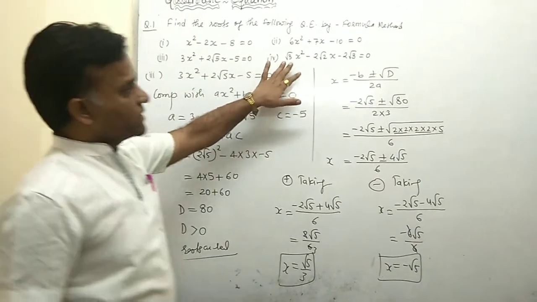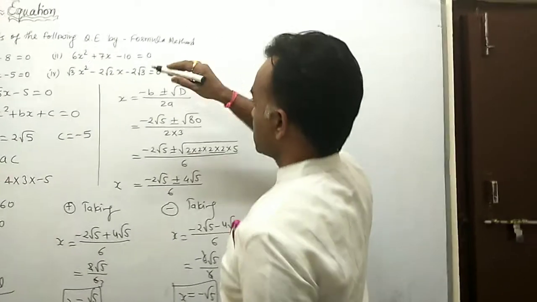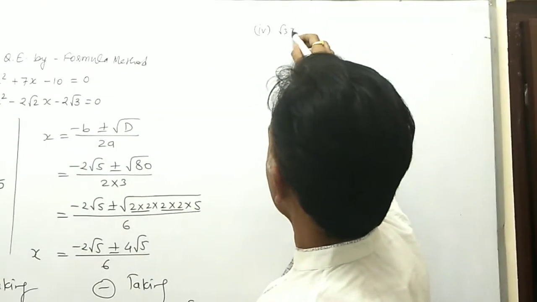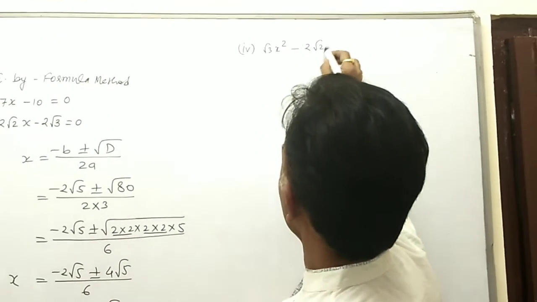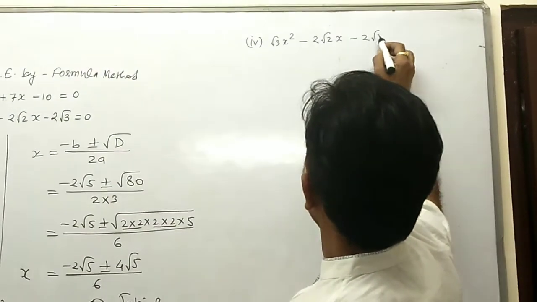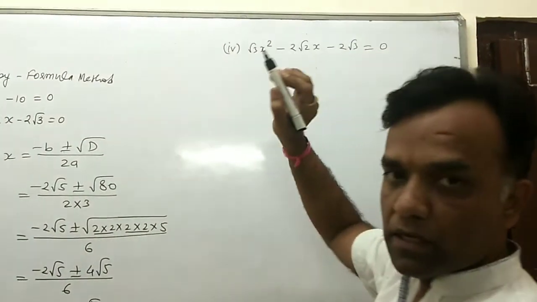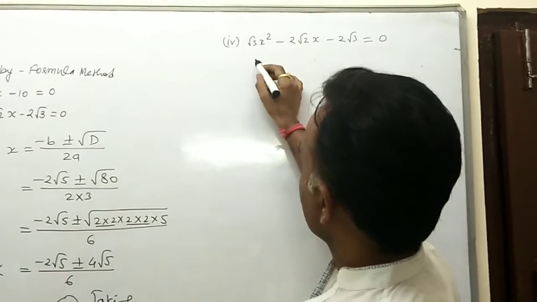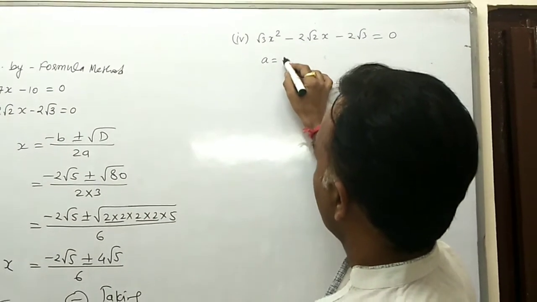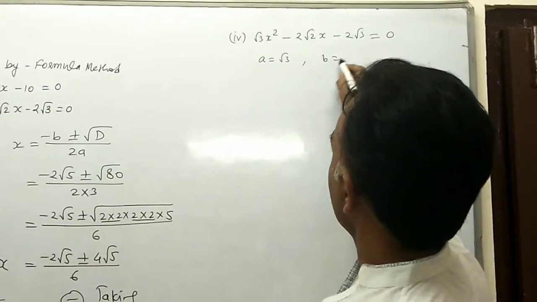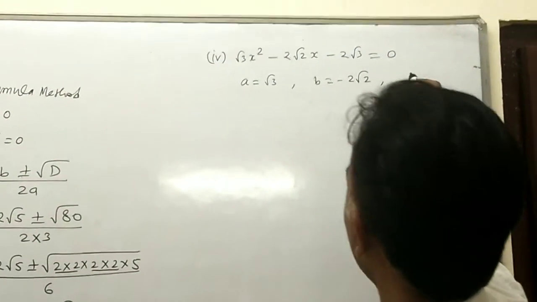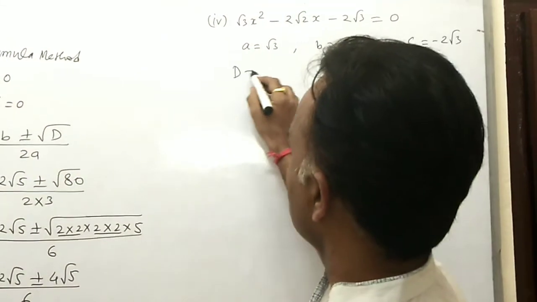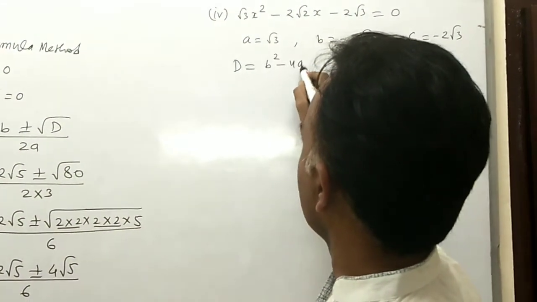Now the last question, the fourth part. In the fourth part we have √3x² − 2√2x − 2√3 = 0. First compare: the value of a is √3, the value of b is −2√2, and the value of c is −2√3. So first find the discriminant, that is b² − 4ac.